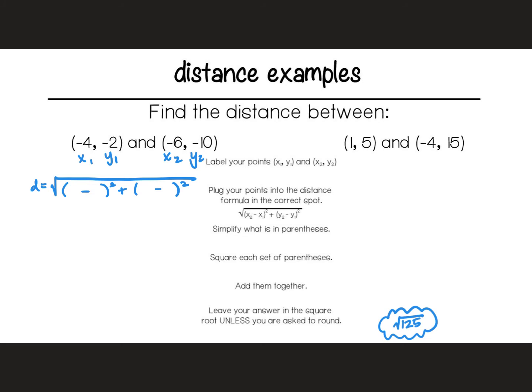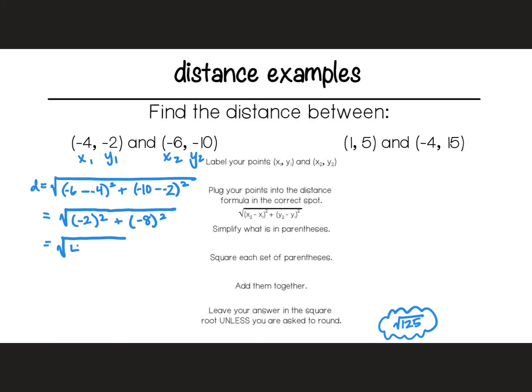So first one is going to be x2, so that's negative 6, minus a negative 4. Notice that I'm leaving the two subtraction signs there. And then for the y's, negative 10 minus negative 2. Next up, we simplify what's in each parentheses. So negative 6 plus 4 is negative 2. I'll have to square it, and then I add it to negative 10 plus 2, which is negative 8, and then square it.